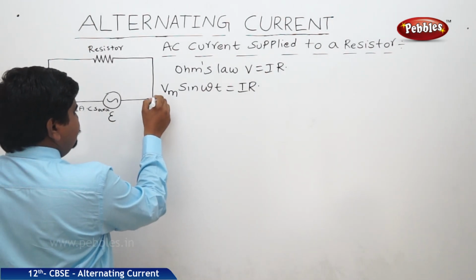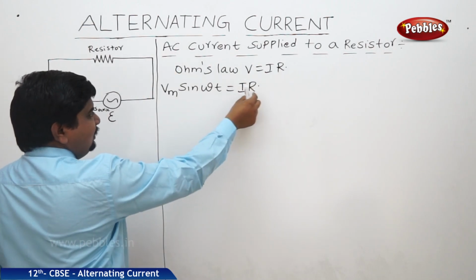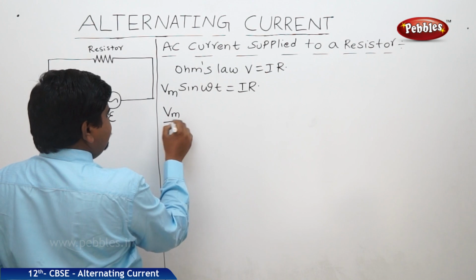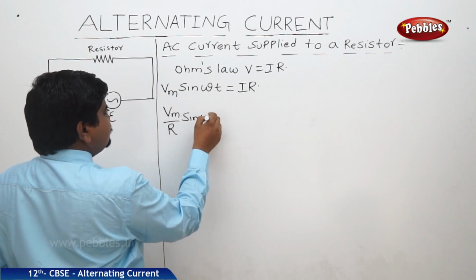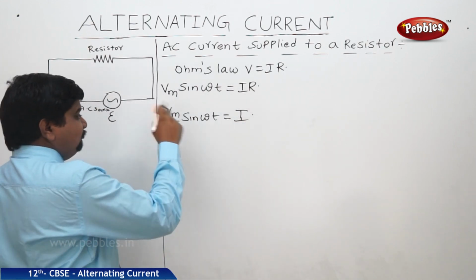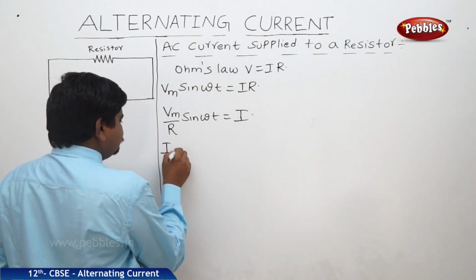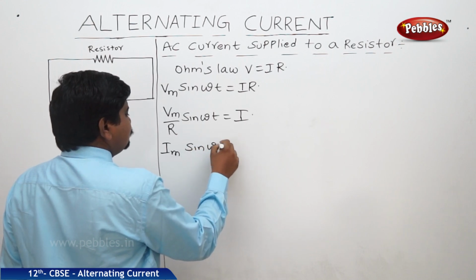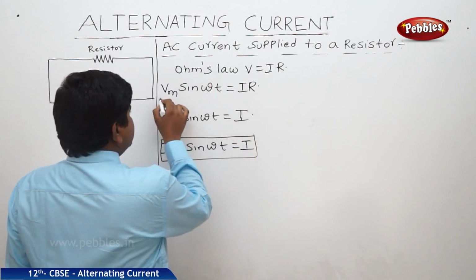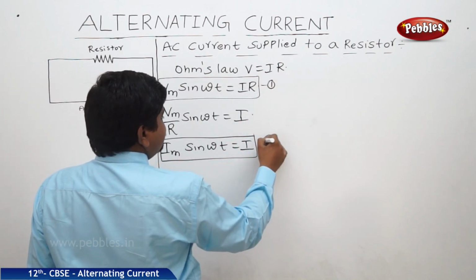Therefore, I am keeping I here and I am bringing R to the left hand side of the equation. Therefore, Vm by R into sine omega t is equal to I. So we can write V by R is equal to I and Vm by R is equal to Im. This is one equation we got and this is one equation. Let us say this is equation 1, this is equation 2.